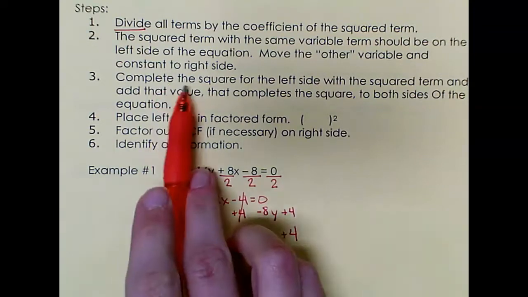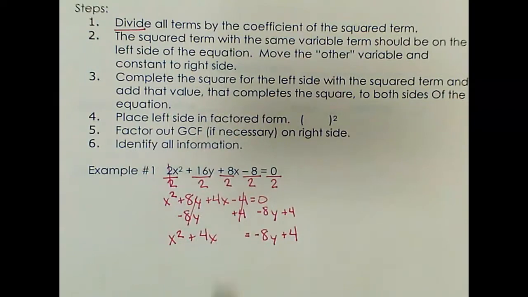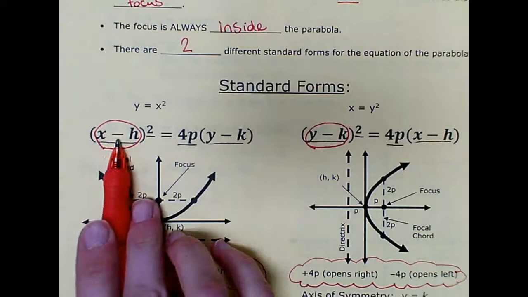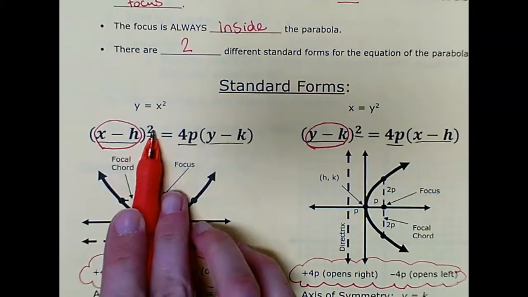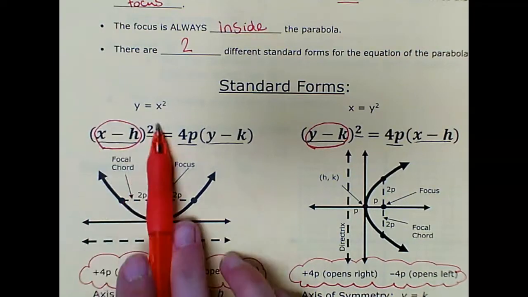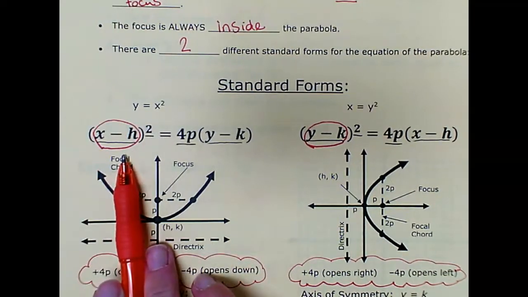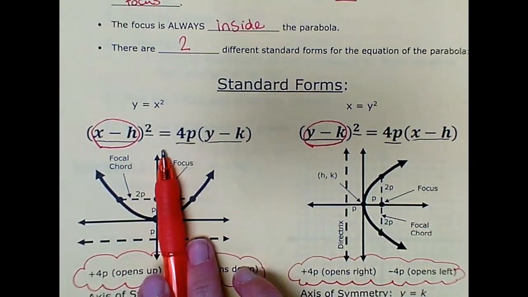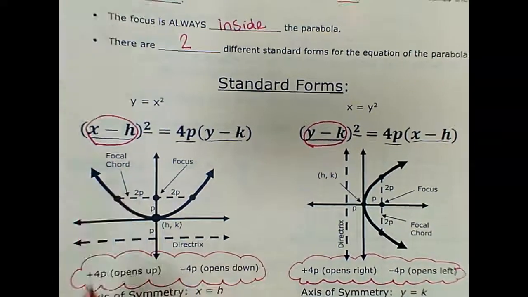Now, I need to complete the square for the left side with the squared term and add that value that completes the square to both sides of the equation, just like we typically do when we complete the square. And the reason that we're completing the square is because completing the square gives us x plus or minus something and then squared. It gives us a binomial squared. And so when we complete the square, that's our goal, is to get something that looks like this on the left side. Because remember, we want to write our equation in standard form. We want it to look like this. So we're going to complete our square to get a binomial squared on the left side.